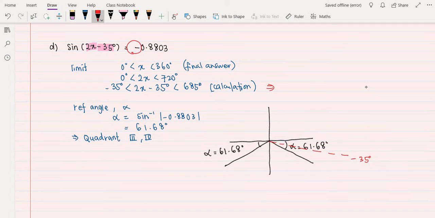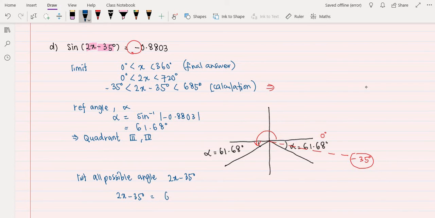The difference is that from 0 to negative 35 we are going clockwise, and then we go from 0 degrees in the anti-clockwise direction until we reach 685 degrees. So let's list all the possible angles for 2x minus 35 degrees. We won't take the negative angle in the fourth quadrant because we can only go as far as negative 35 degrees. So let's ignore that one, and go in the anti-clockwise direction.